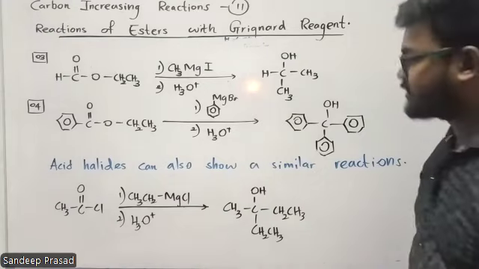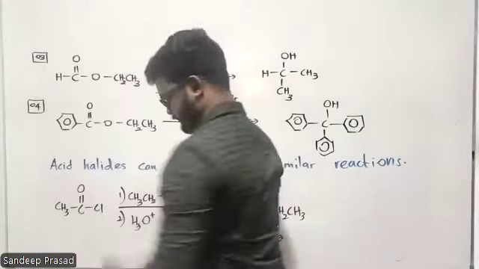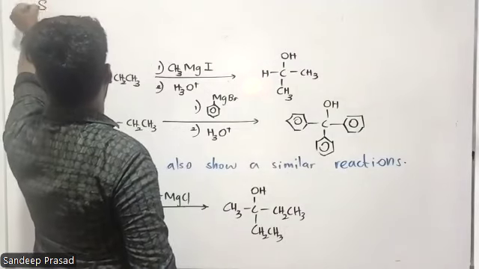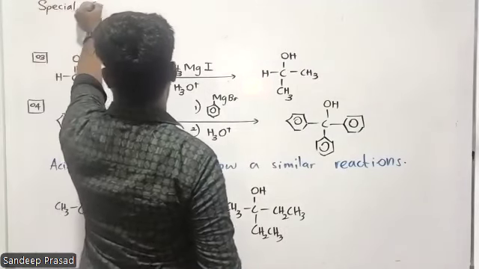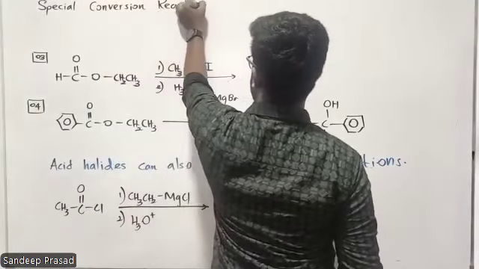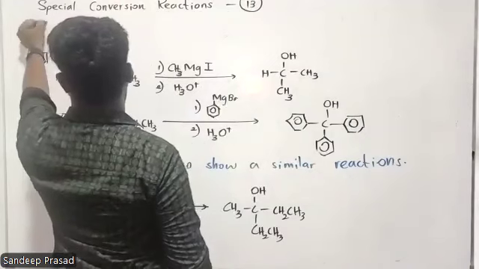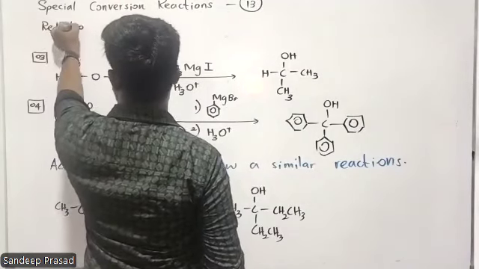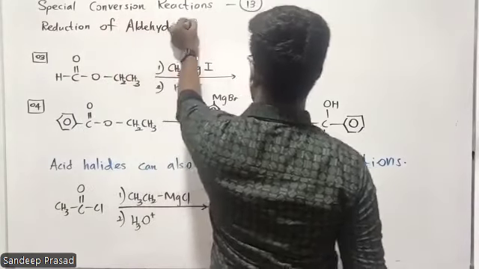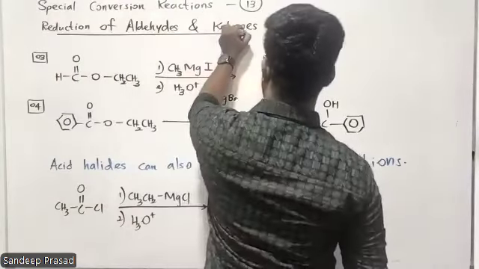Right. Now let's move to the next reaction type. Special conversion reactions, number 13: reduction of aldehydes and ketones.